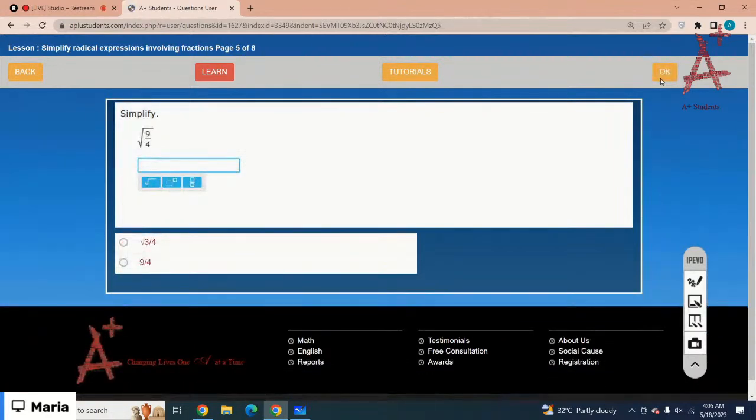Okay, the next one is square root of 9 divided by 4. Which is the correct option? It would be 3 over 2. But you don't have the correct option among the choices. Let's move on to the next question.